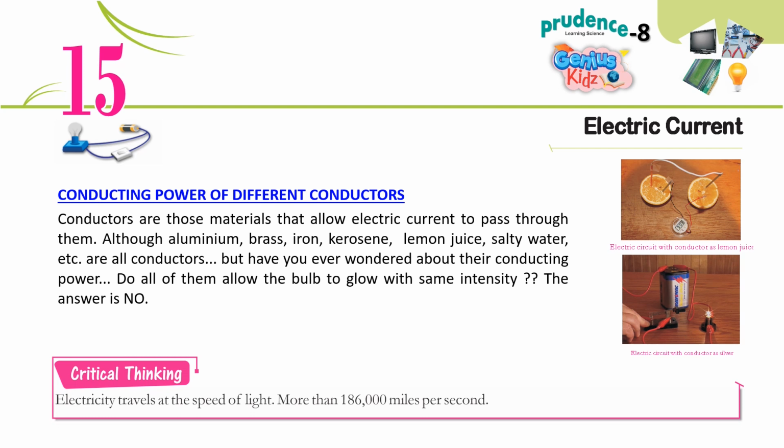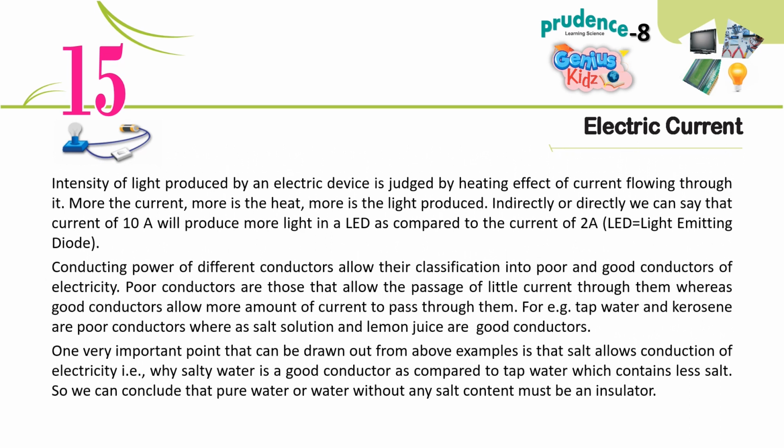Critical thinking. Electricity travels at the speed of light, more than 186,000 miles per second. Intensity of light produced by an electric device is judged by the heating effect of current flowing through it. More the current, more is the heat, more is the light produced. Directly or indirectly, we can say that a current of 10A will produce more light in an LED, light emitting diode, as compared to a current of 2A.